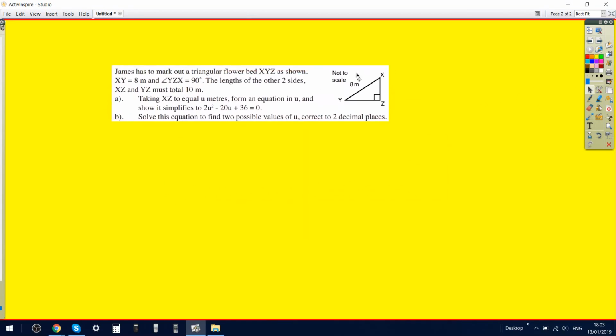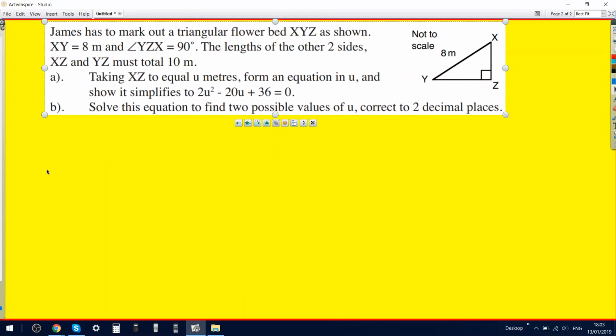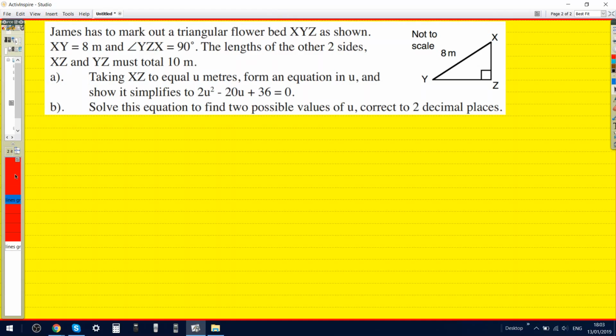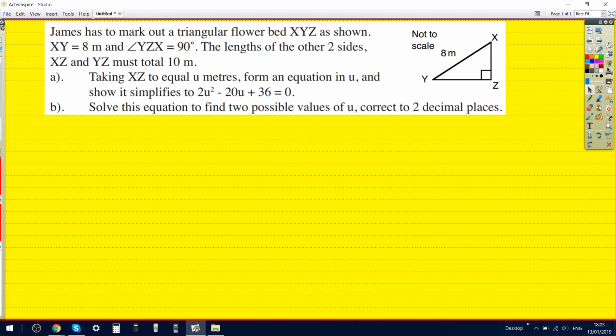Okay, so any idea how you do this first one? Sorry, I'm trying the first one. So, no, I don't. Sides are 10. Okay.